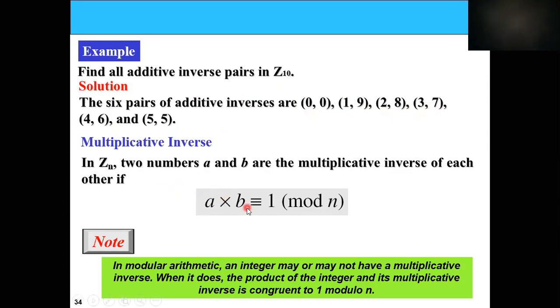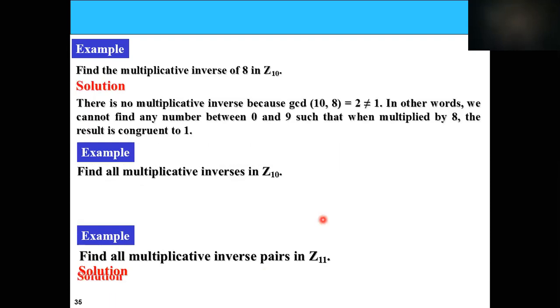In a multiplicative system, A and B are multiplicative inverses of each other if A multiplied by B is congruent to 1 mod n. So if you look over here, I want to find whether the inverse of 8 exists in Z10 multiplicative.